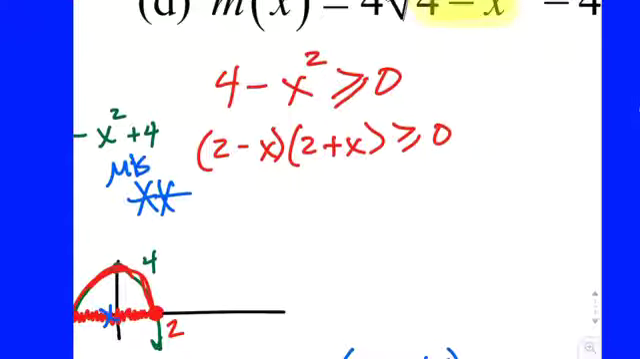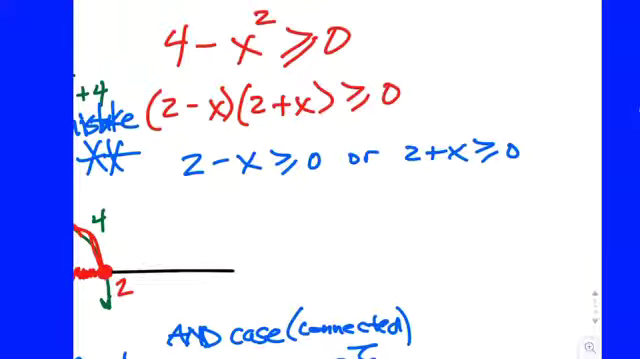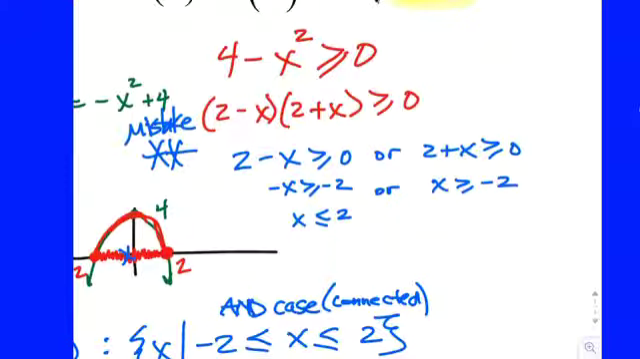Now, let me show you the common mistake that students make. Okay, this is a mistake alert. They factor it like that with the inequality, and then, like it were an equation, they would say then 2 minus x is greater than or equal to 0, or 2 plus x is greater than or equal to 0. This would be an algebraic approach. That gives you then that negative x is greater than or equal to negative 2, which means x is less than or equal to 2, or x is greater than or equal to negative 2. Is that right?